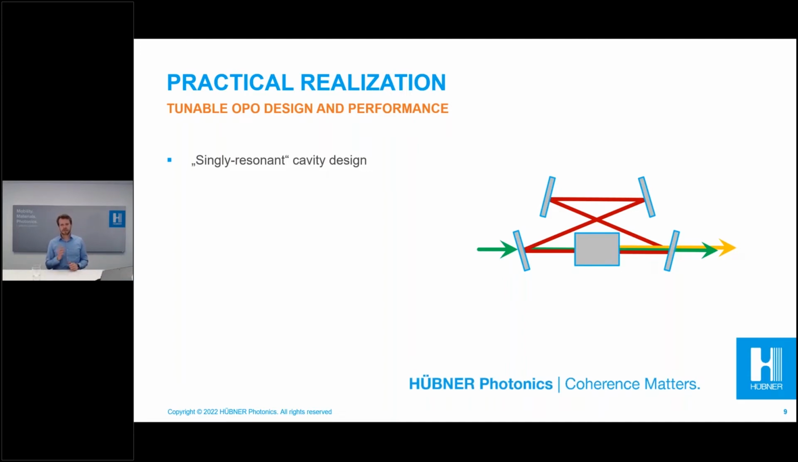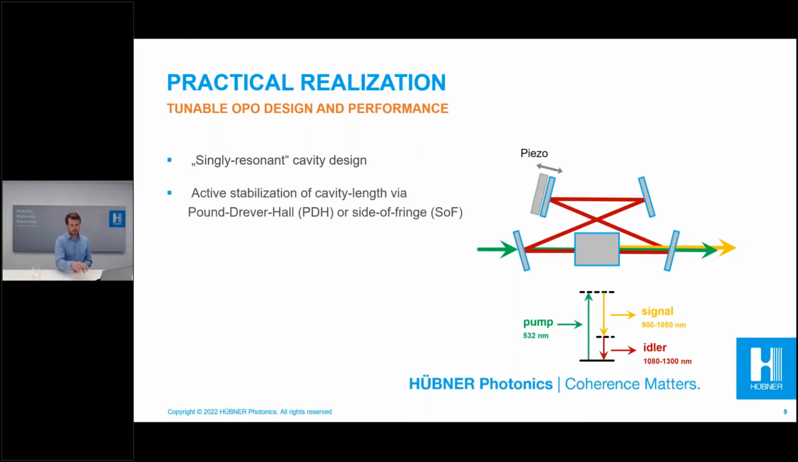It sounds like a detail, but note that for doing so, the output coupling elements need to be highly transmissive for one and highly reflective for the other. This implies a certain minimum wavelength separation of signal and idler in practice. So in the example here, we circulate the idler and extract the signal. To give you a real-world wavelength example, when pumping with 532 nanometer, the idler can be somewhere in the range 1030 nanometer to 1300 nanometer, while the signal will be in the 900 to 1050 nanometer range.